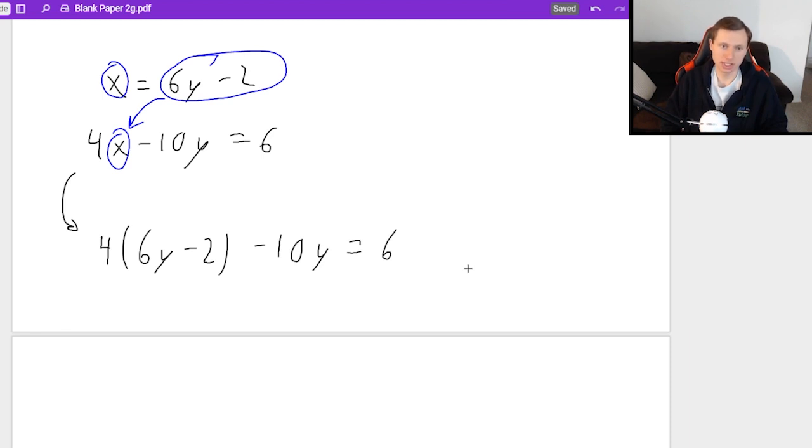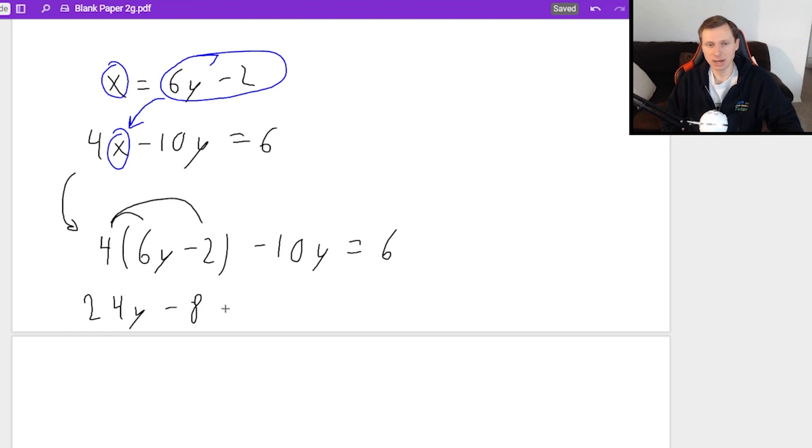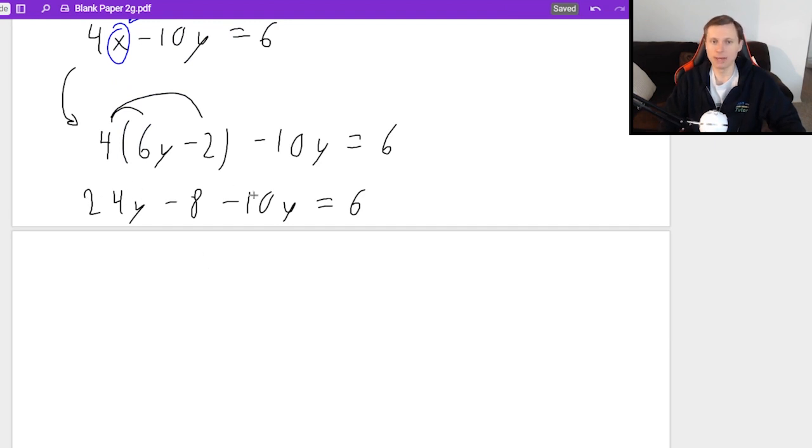The reason why this is a good idea is because now I've gone from having an equation with two variables, x and y, to only one variable, which is y. That's why this strategy works so well, because we can solve this now. The next thing I need to do is distribute 4 to both terms. That gives me 24y minus 8 minus 10y equals 6. Now I need to combine like terms, 24y minus 10y. That gives me 14y minus 8 equals 6.